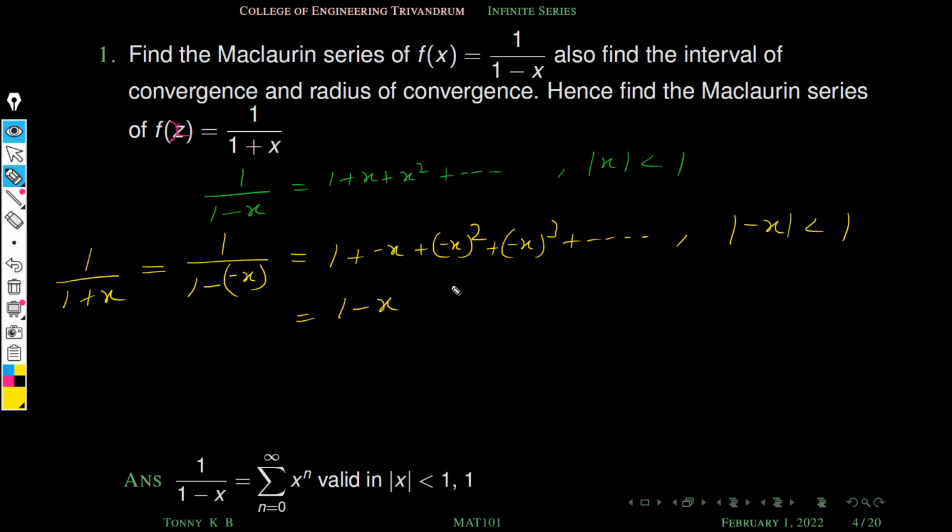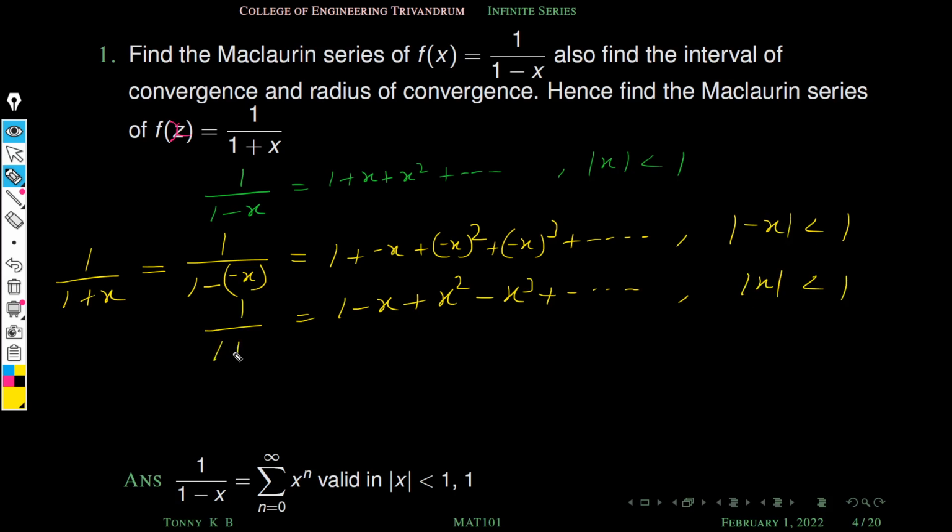This is 1 minus x, and this is minus x square, that is same as x square. And this is minus of x cube plus minus etc. And what about modulus of minus x? The same as mod x, right? Less than 1. So this is the series expansion.